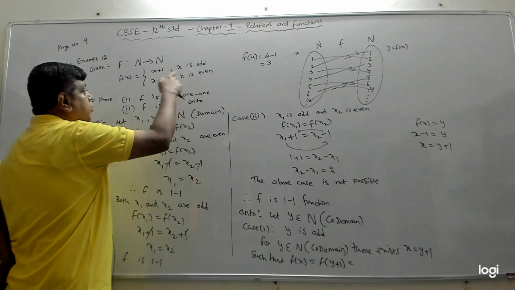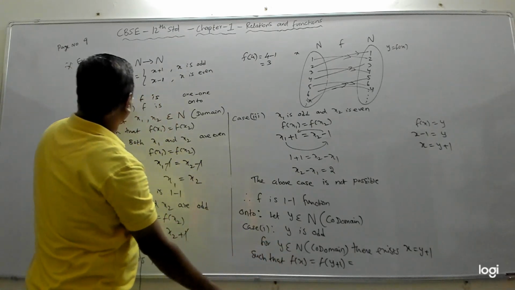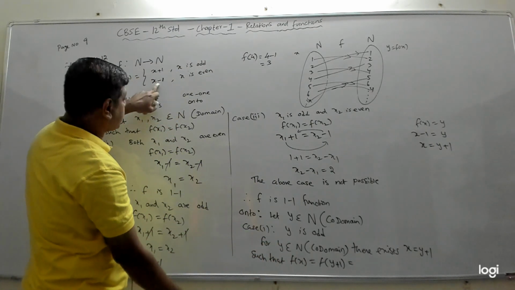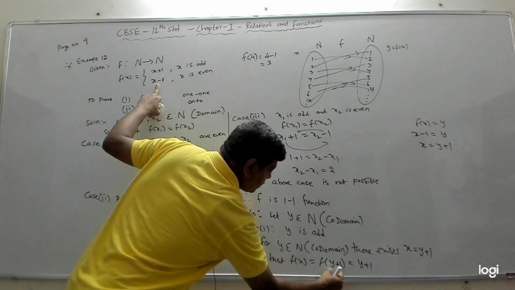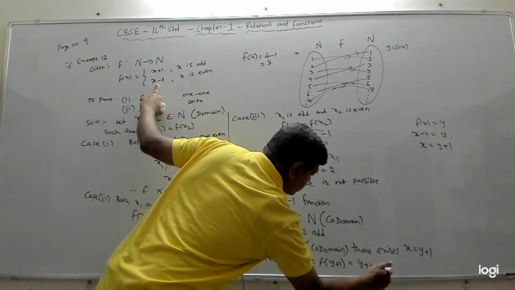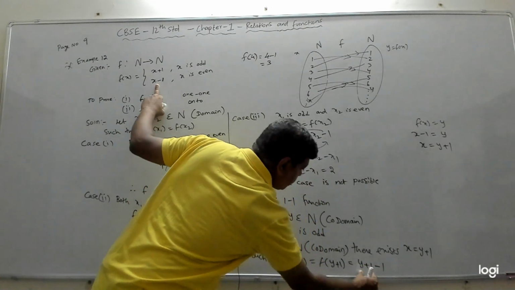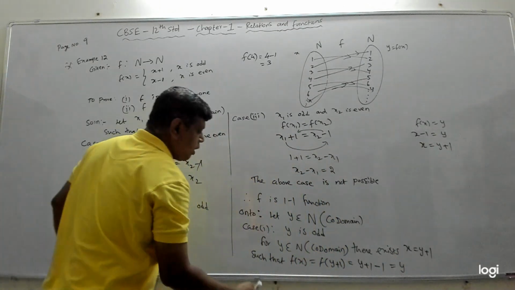X is even means I have to use this function. So I will put x minus 1. My f of x is what? X is even, so I have to use this function, not that function. So x minus 1, which means x is y plus 1. F of y plus 1 means this is x. So x minus 1, where x is my y plus 1, so plus 1 minus 1 will go, I'll get y. So I have f of x is equal to y.